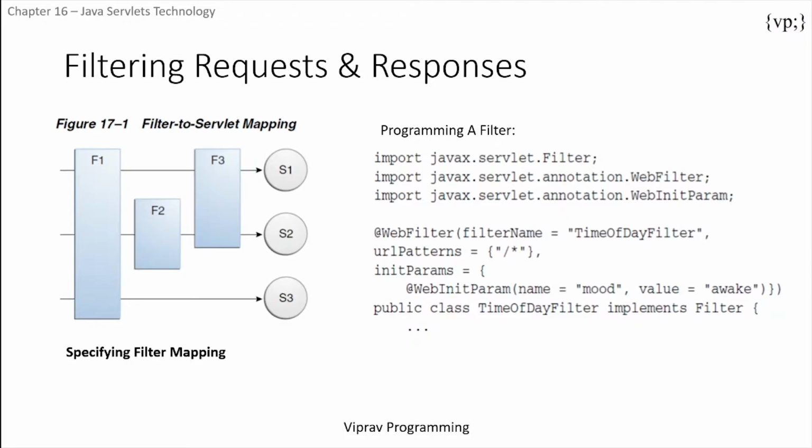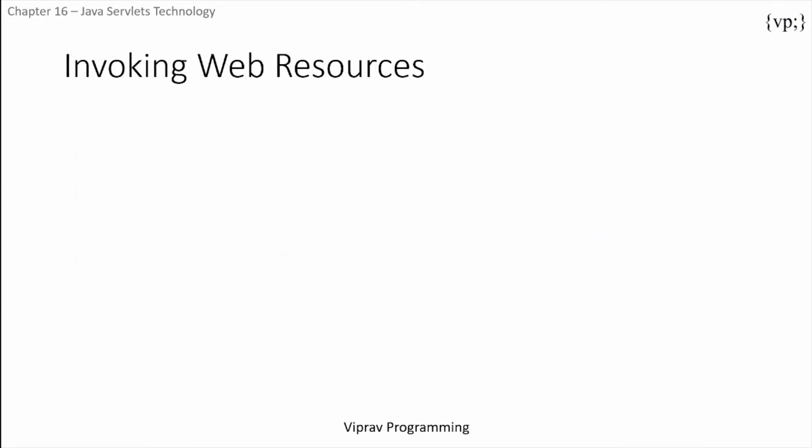Now to specify filter mappings, a web container uses filter mappings to apply filters to web resources. They use the filter's URL that was specified in the @WebFilter annotation. So in this case, you can see that our filter is kept on these three servlets. This filter is kept on only servlet 2, and this filter is kept on these two servlets. That's how filters work.